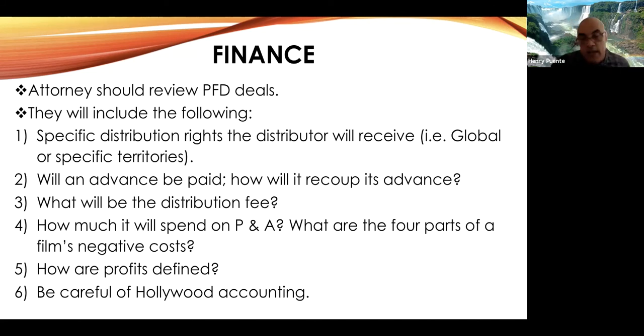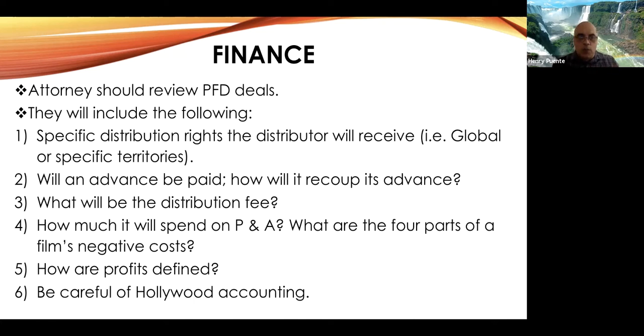And so I don't know how many of you are interested in working in the film industry, whether it's on the producer side. But the attorney should read the PFD deals. And so P stands for production, F stands for finance, and D stands for distribution. So we'll just talk about the finance part right now. And so the finance part within a PFD deal usually just talks about, okay, the specific distribution rights the distributor will receive.